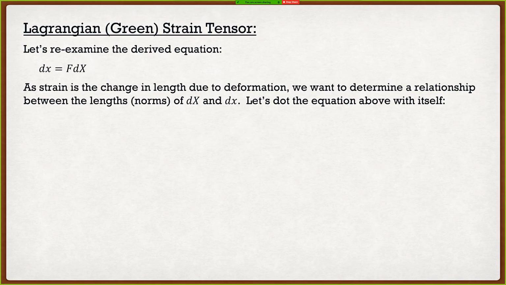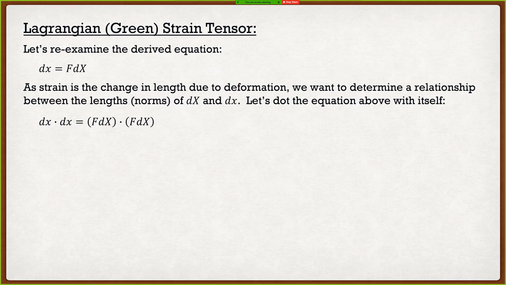Again, when we're dealing with strains, we want the change in length. And if I look at this equation, we have vectors. So I want to modify the equation above to give me lengths of the vectors rather than just the vectors themselves. So what I'm going to do is dot both sides of that equation with itself. So instead of dx equals F dX, I'm going to have dx dot dx is equal to F dX dot F dX.